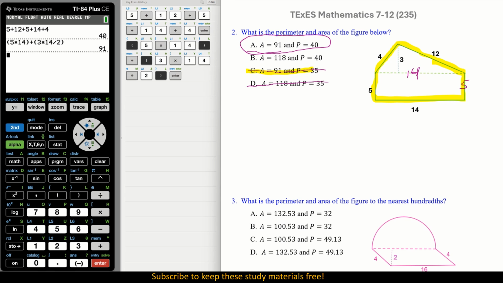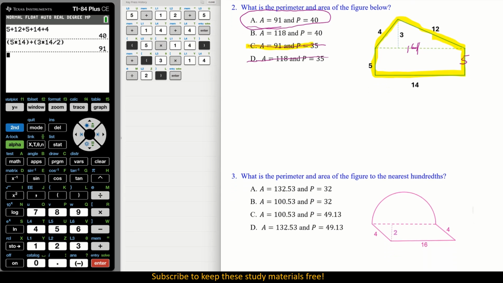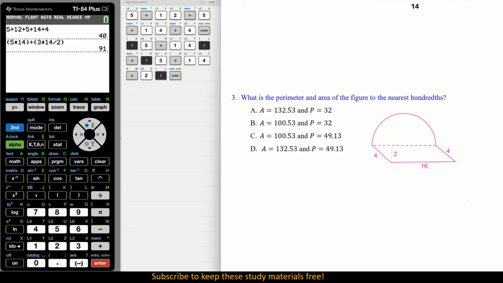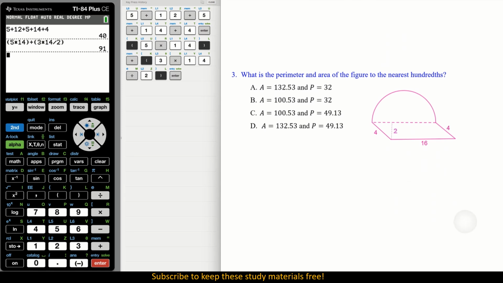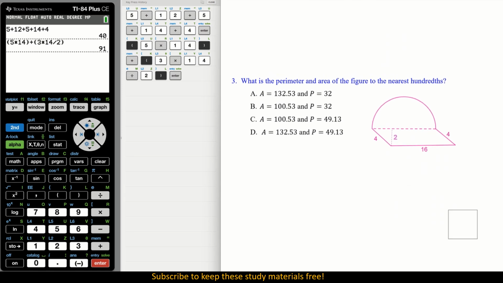Now let's go to number 3. You noticed I didn't write anything down. For something that simple, it really shouldn't be necessary. Now, this next one is a little different because we have the circle. So we are adding this semicircle. So I want to write this one down.